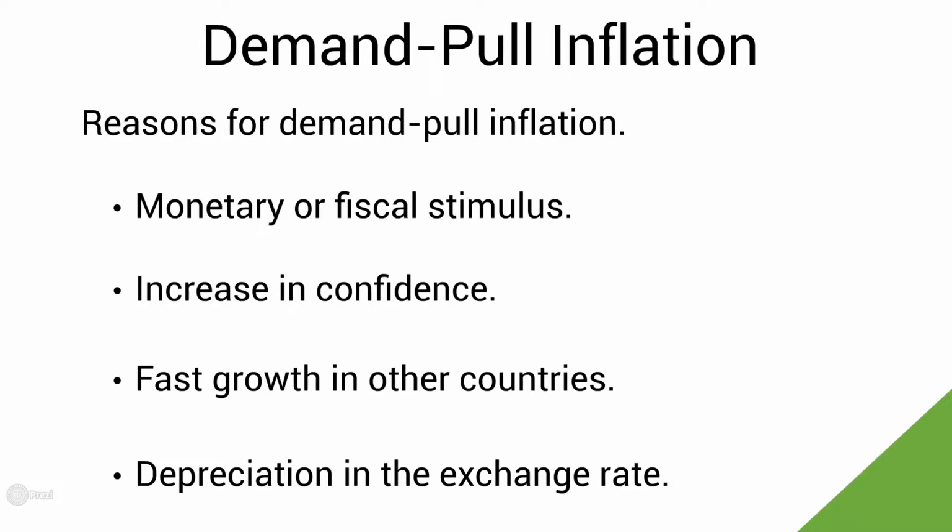So with a depreciation in the exchange rate, you have an increase in exports in the economy, which is an injection for the economy, and a decrease in imports, which is a leakage for the economy. This results in aggregate demand shifting outwards and an increase in the price level, which is our demand pull inflation.